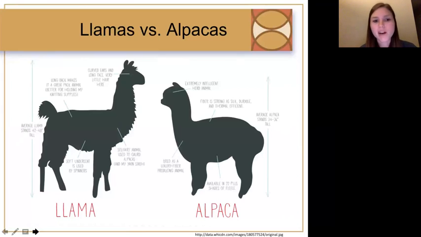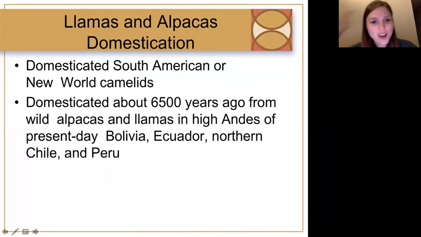Oh, here we go. Okay, I did have it in here. So llamas and alpacas were domesticated in South America. They are known as domesticated South American or New World camelids, so kind of close to camels. They were domesticated about 6,500 years ago from wild alpacas and llamas in the high Andes of what would be present-day Bolivia, Ecuador, northern Chile, and Peru. So definitely from South America. So good call on that one.